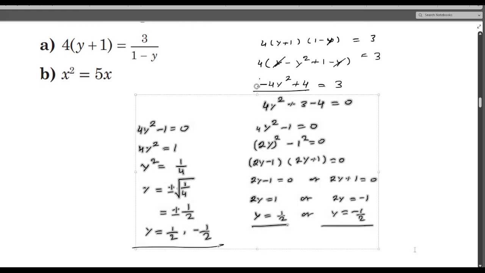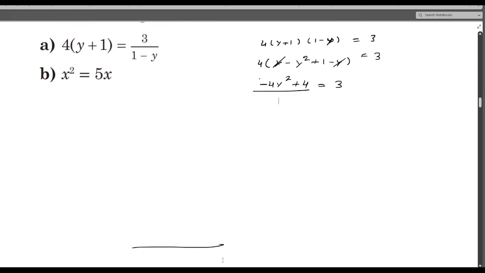So question B is x square equals 5x. Now some of you will make a mistake by dividing both sides by x and saying that x equals 5. Okay, but this is an incomplete answer.